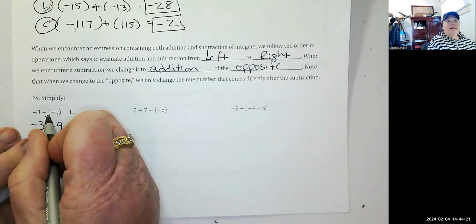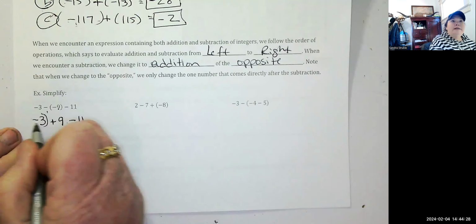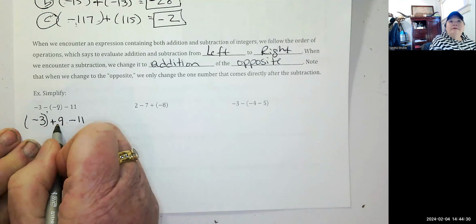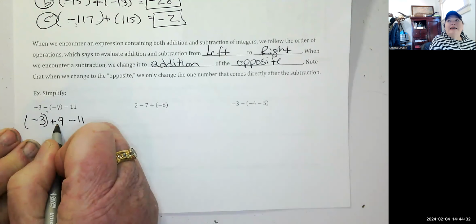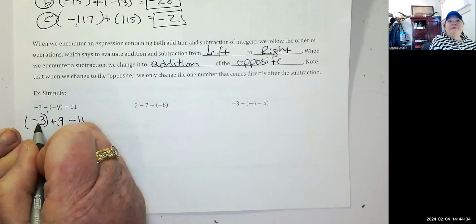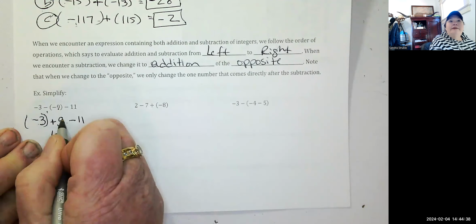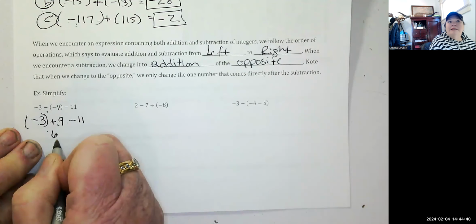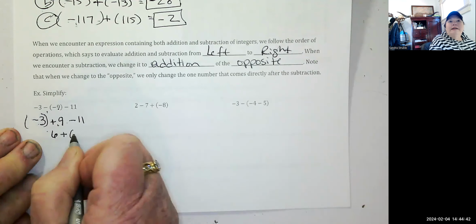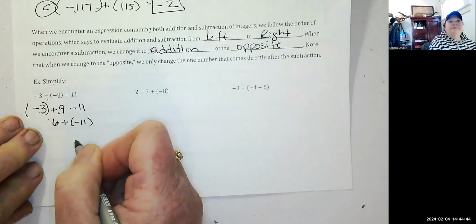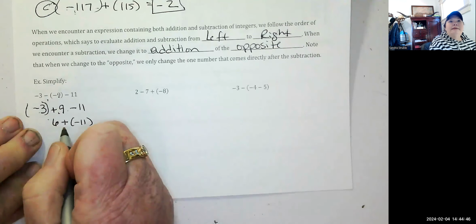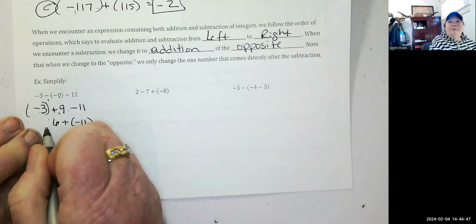Now we've got the first two. The signs are different, so we have to subtract them and then take the sign of the larger number. Negative, so 9 minus 3 is 6, and then the 9 is positive, so the 6 stays positive. Plus negative 11, just going to bring that down, and the signs are opposite, so we have to subtract and take the sign of the larger number.